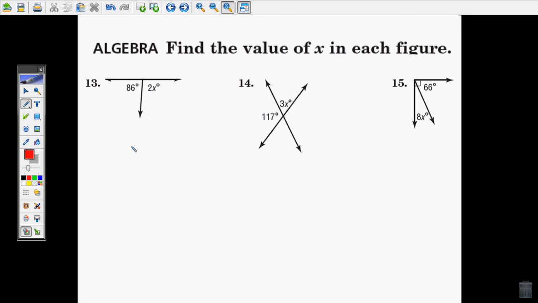With number 13, we've got 2x plus 86 equals 180. For number 14, we've got 3x plus 117 equals 180 as well. And for number 15, we've got 8x plus 66 equals 90 this time, because that's a 90-degree angle. So go ahead and get those written down. I want you to practice a little of these on your own, and we can work on them more tomorrow or when I get back. So if you need to pause this to finish getting it down, that's fine.